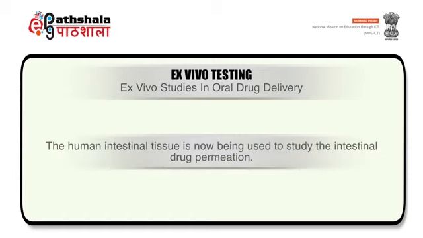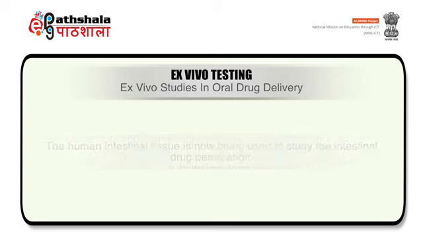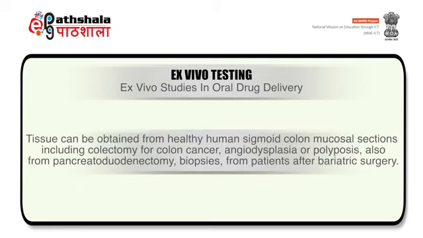Human intestinal tissue is now being used to study intestinal drug permeation. Tissue can be obtained from healthy human sigmoid colon mucosal secretions, including colectomy for colon cancer, angiodysplasia or polyposis, and also from biopsies from patients after bariatric surgery.